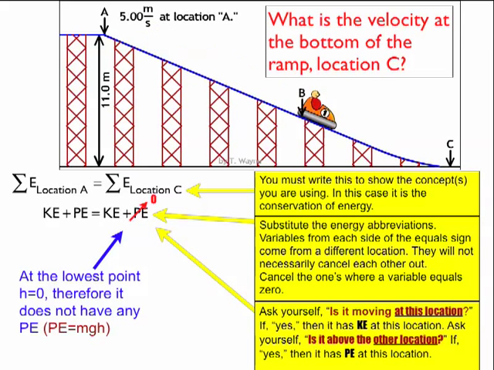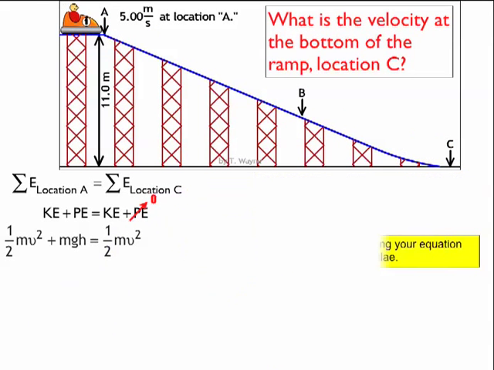And this helps me to write the formula. So for each of these problems, you're going to write your own formula based upon the physical situation and asking these simple questions. Is it moving at this location? Is it above the other position's height? If you answer yes to those questions, then you keep that energy. If you answer no, you get rid of that energy. So now I've got my expression set up. I'm creating my own equation.